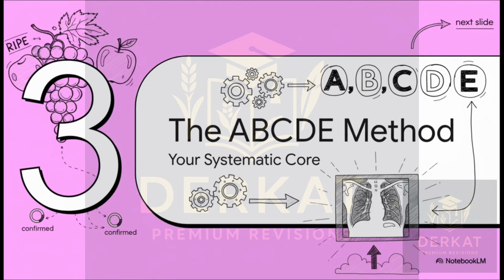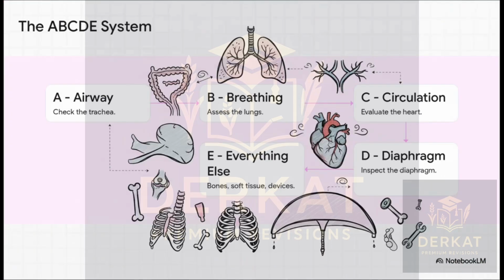Okay, so our film is ripe. We've confirmed all the patient details. Now we get to the core of the interpretation, the systematic ABCDE method. This is the framework that is going to guide you through the anatomy, in the same order every single time. This right here is your new best friend. Airway, breathing, circulation, diaphragm, and everything else. Seriously, think of it like a guided tour of the chest.